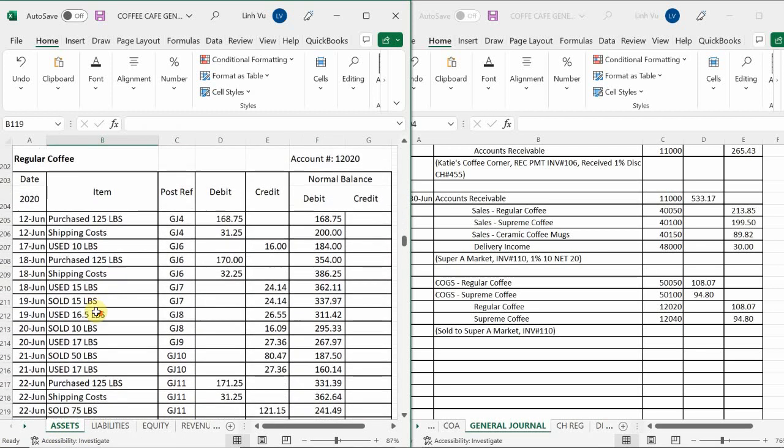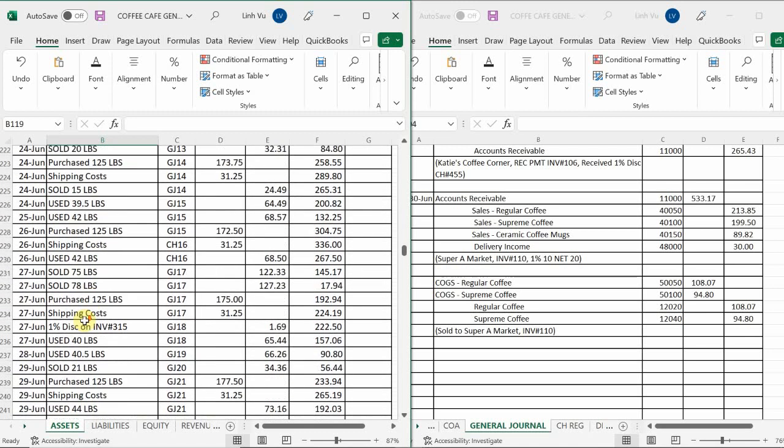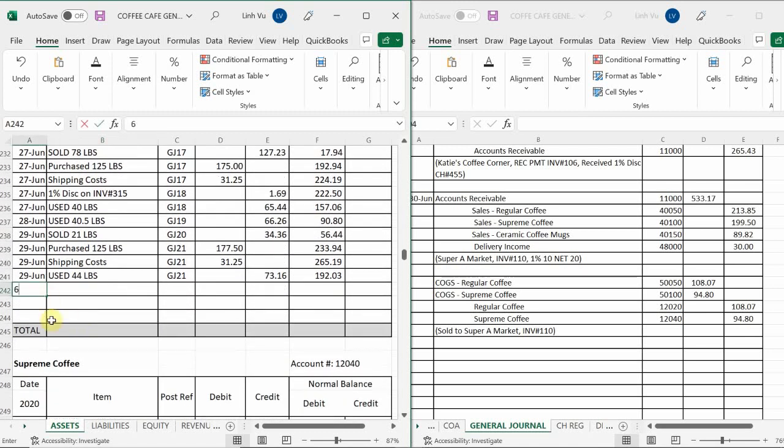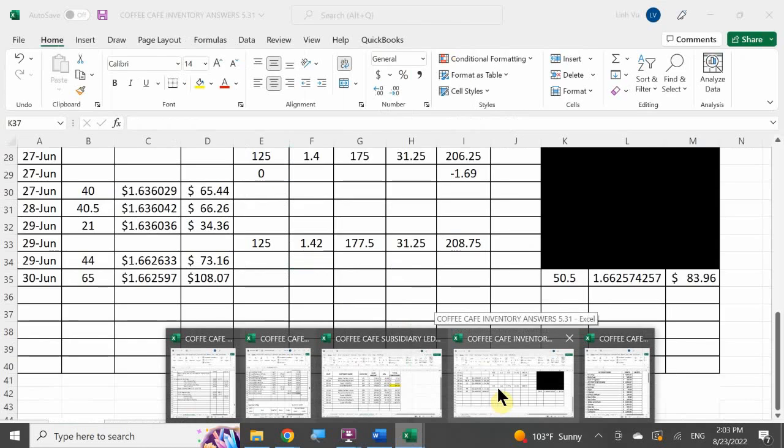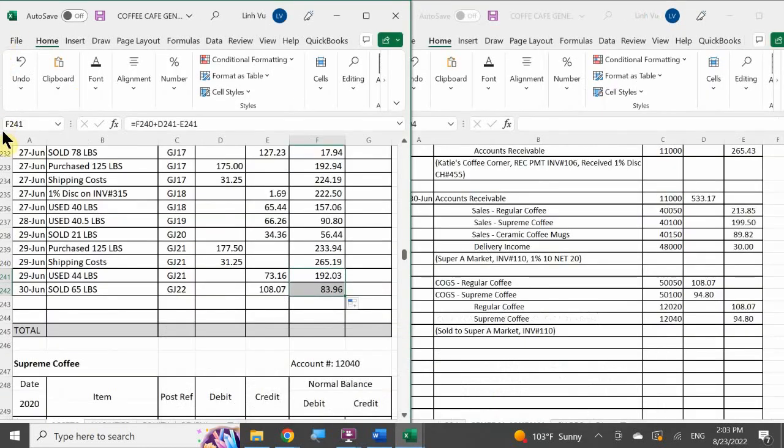Okay, so here's my regular coffee. We used, I saw 65 pounds on page 22. $108.07 makes it 83.96. 83.96. Does that match my inventory worksheet? Yes, it does. 83.96.